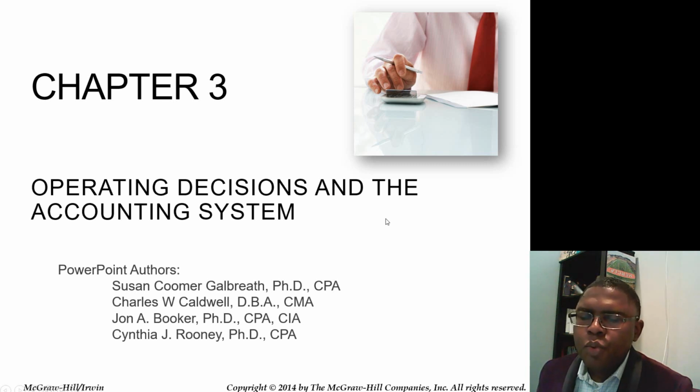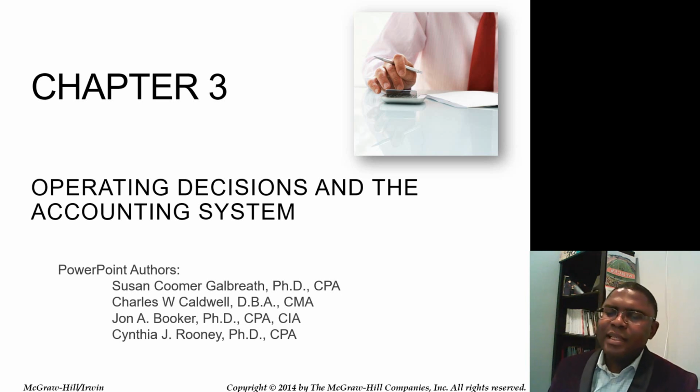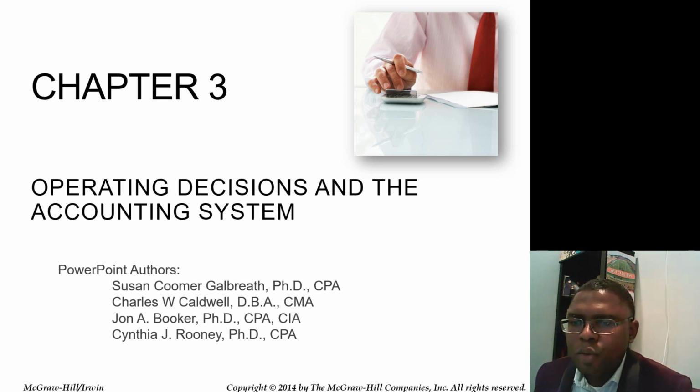Chapter 3 is Operating Decisions and the Accounting System. In Chapter 2, we had discussed different business activity. We spoke about financing activity. We also talked about investing activity. And we spoke about operating activity. So these activities or decisions end up in the accounting system.